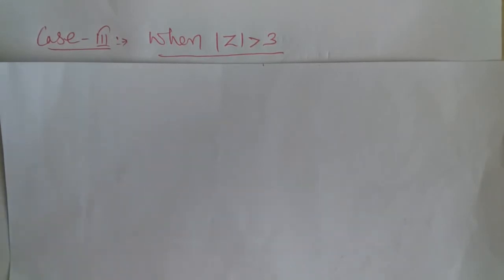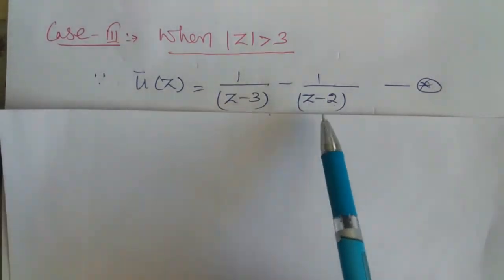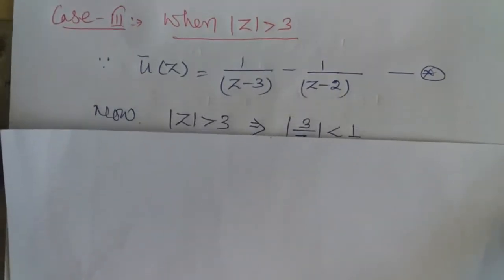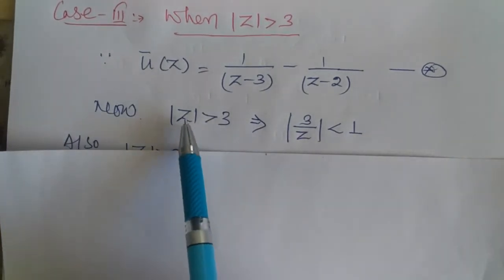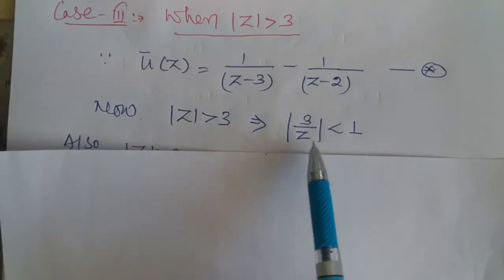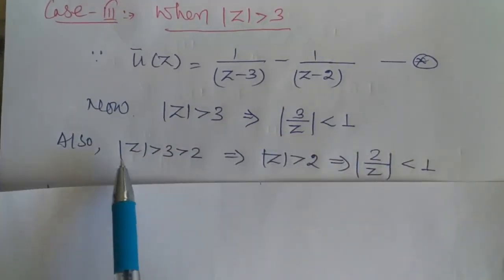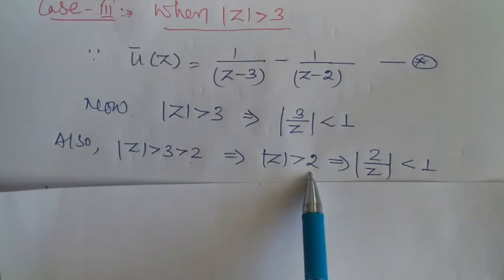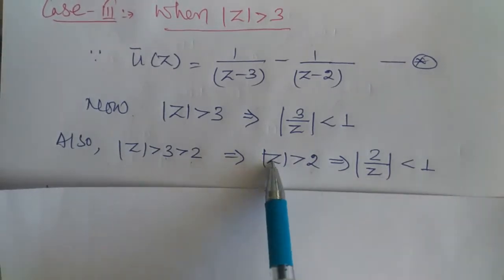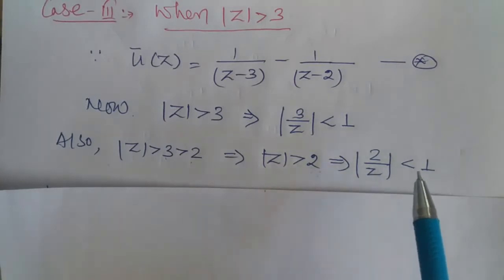Now we take third case when mod z is greater than 3. So given U bar z is 1 upon z minus 3 minus 1 upon z minus 2, and the region of convergence mod z greater than 3 implies 3 by z mod is less than 1, and since mod z is greater than 3 and 3 is greater than 2, so ultimately mod z is greater than 2, and which gives 2 by z mod is less than 1.